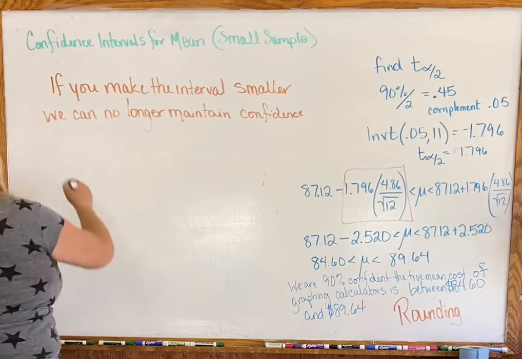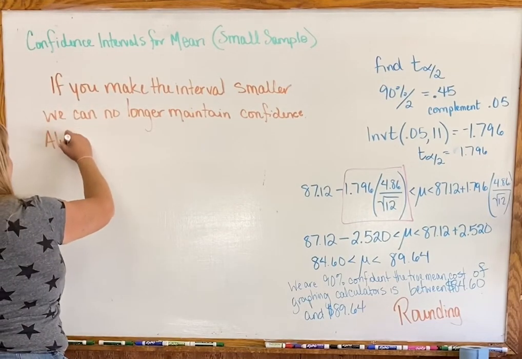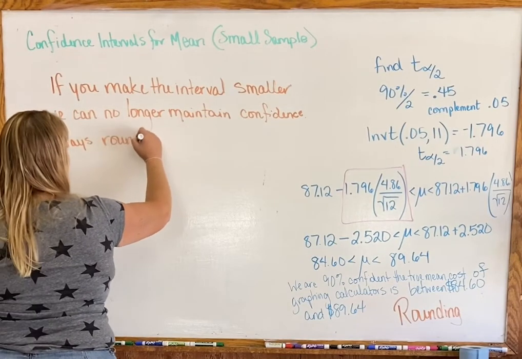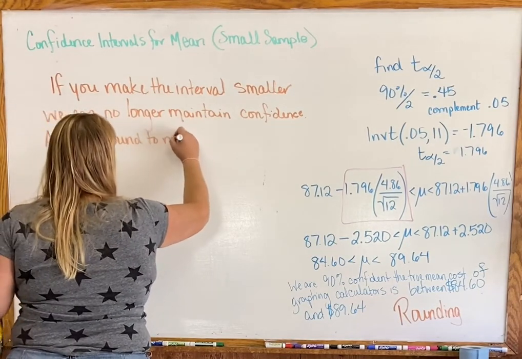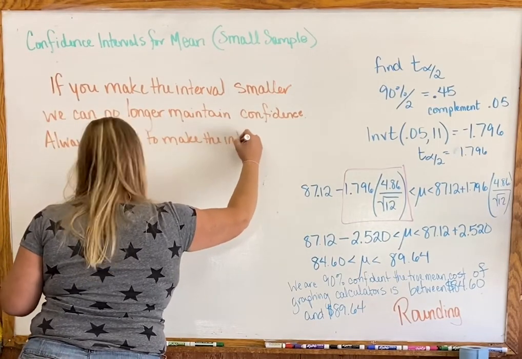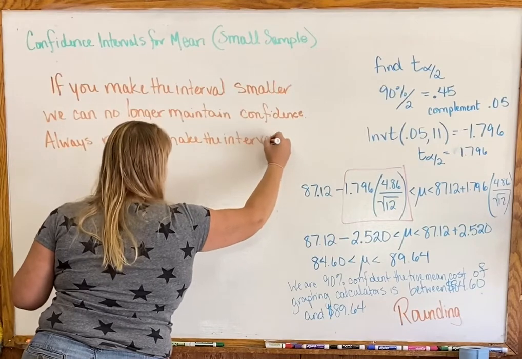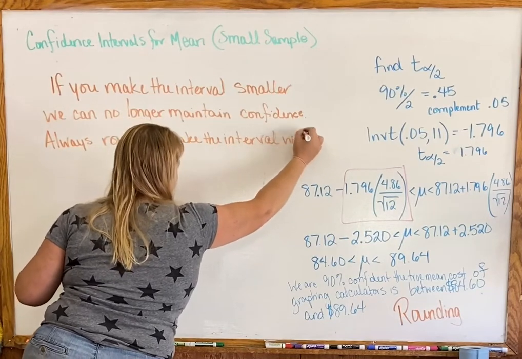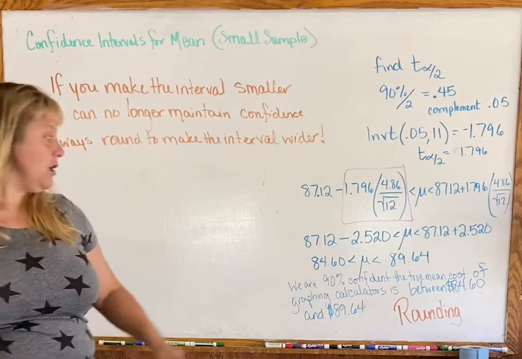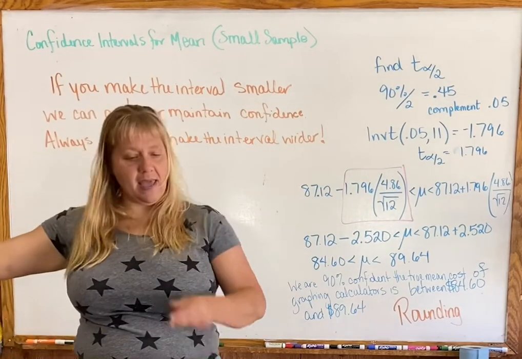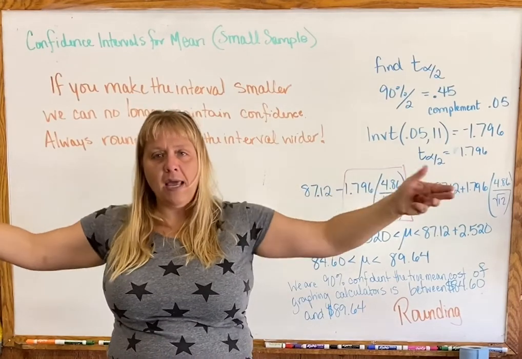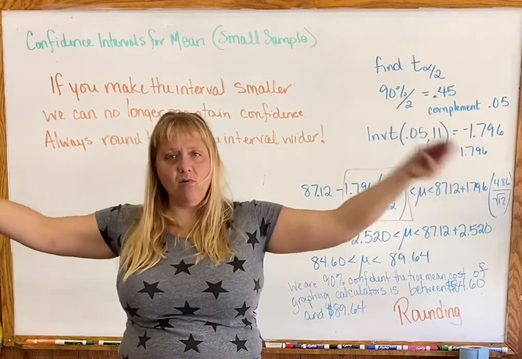So again, the rule is always round to make the interval wider or larger, however you want to say it. If you are going to round, you round down on the low end and you round up on the high end. You stretch your interval out, you never bring it in. Always out, never in.